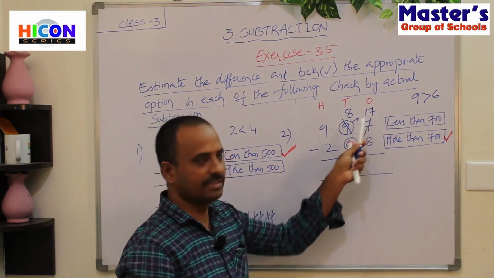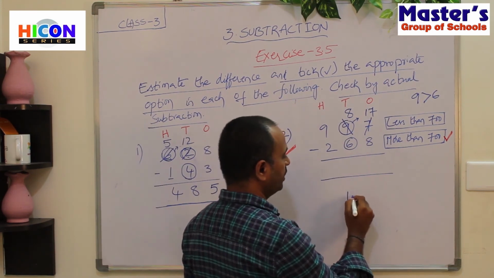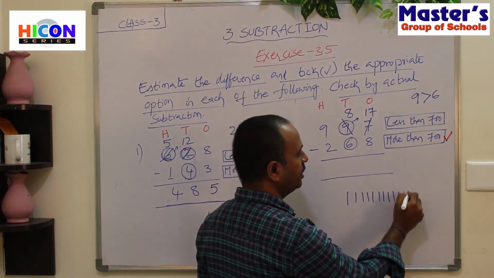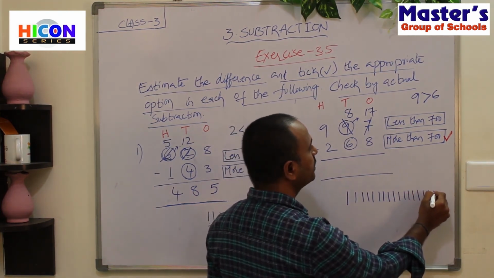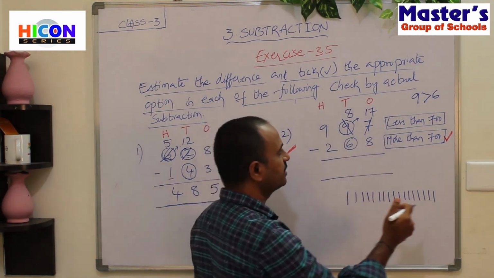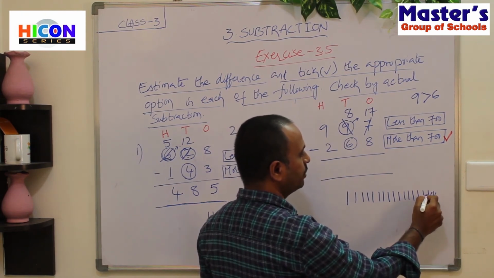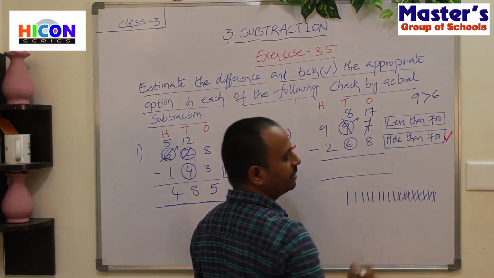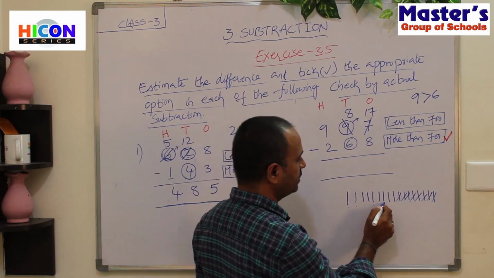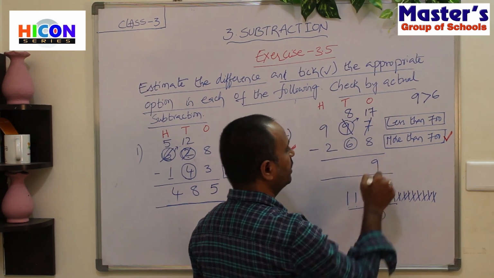The first number is 17. So draw 17 lines in your rough work. 1, 2, 3, 4, 5, 6, 7, 8, 9, 10, 11, 12, 13, 14, 15, 16, 17. What is the second number in the ones place? 8. So strike off 8 lines among these 17 lines. 1, 2, 3, 4, 5, 6, 7, 8. So children, how many lines are remaining? 1, 2, 3, 4, 5, 6, 7, 8, 9. So total there are 9 lines remaining. So write 9 under the ones place.